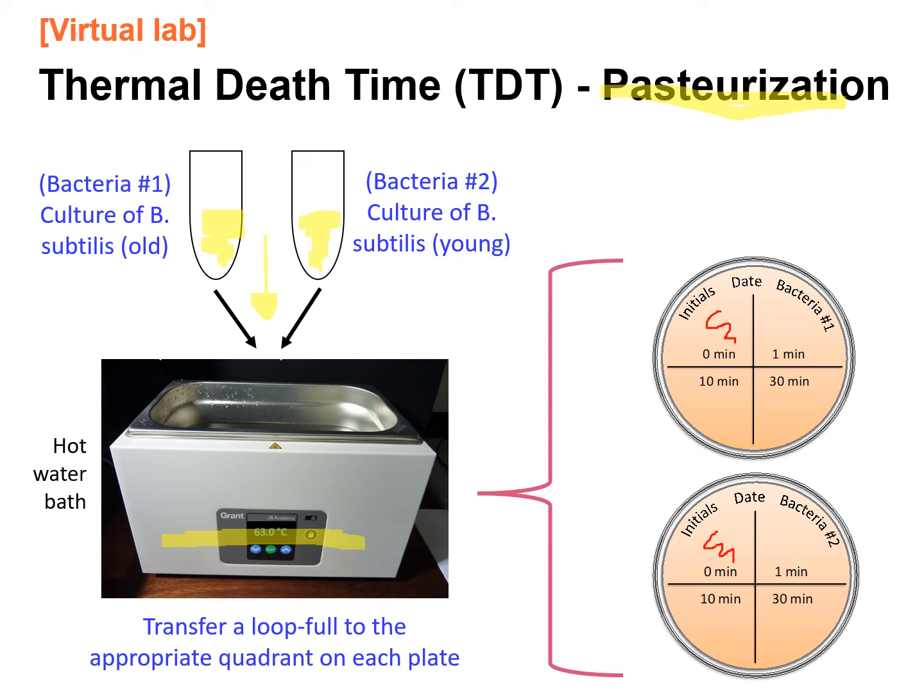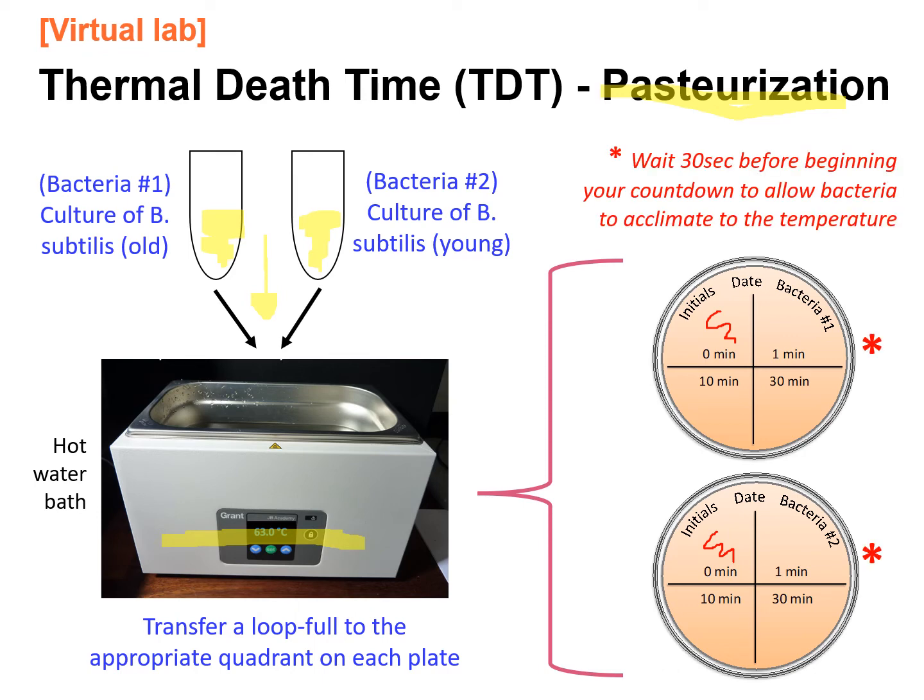After you've inoculated your 0 minute quadrant, place both of your test tubes at the same time into the hot water bath. One more time, wait for 30 seconds, just to ensure that you're giving enough time for your bacteria to reach that temperature and be accustomed to the hot temperature you've just placed it in. Then after those 30 seconds, start your timer for a minute. Once the time is up, pull them out and inoculate your quadrants.